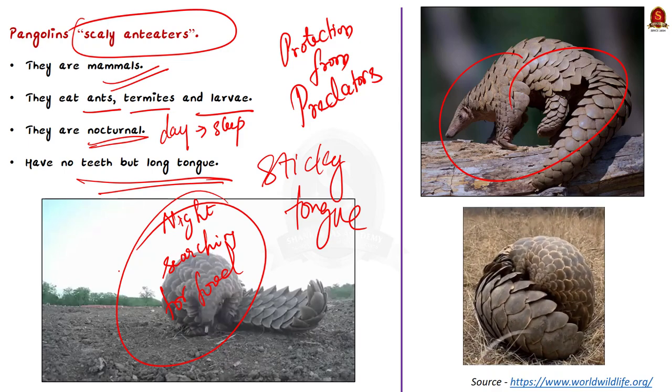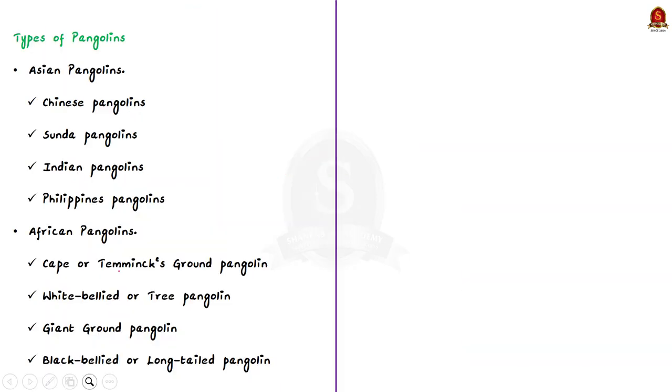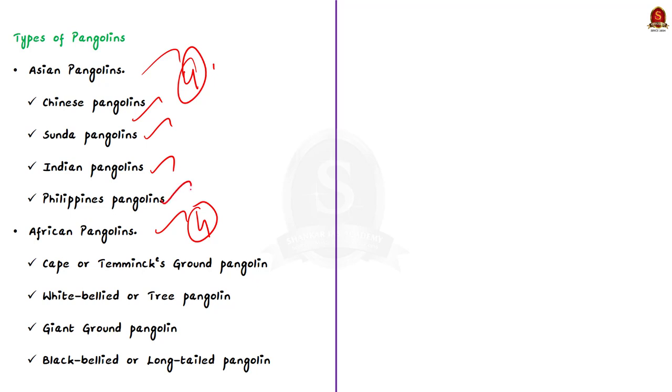Now coming back, there are 8 types of pangolins. These are 4 species of Asian and 4 species of African pangolins. Asian pangolins include Chinese, Sunda, Indian and Philippines pangolins. African pangolins include Cape or Temminck ground pangolin, white-bellied or tree pangolin, giant ground pangolin and black-bellied or long-tailed pangolin.